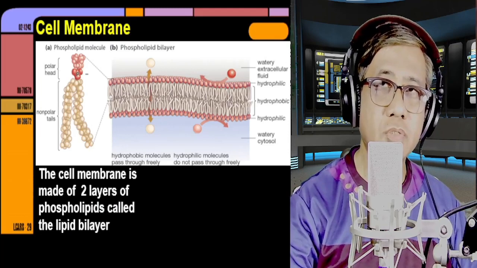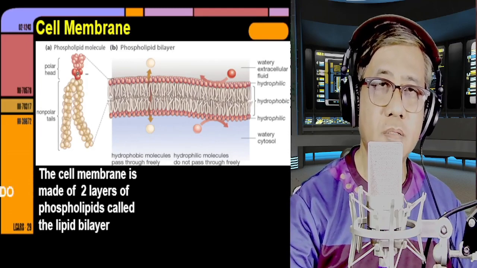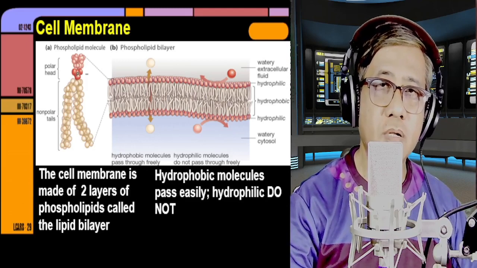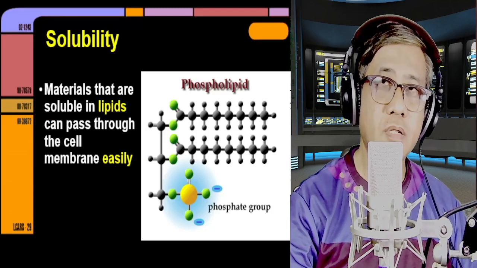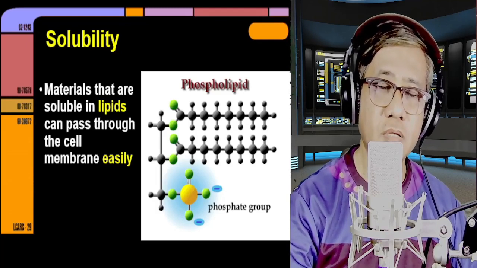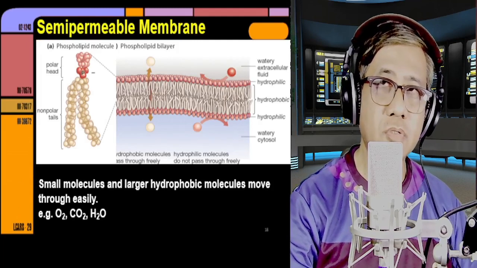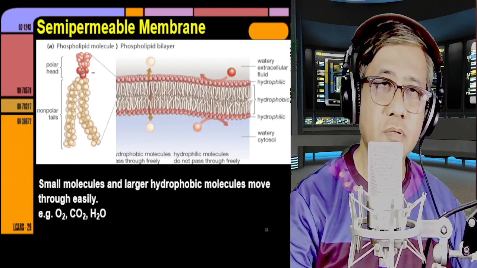Now the question is, what are the molecules that can pass through the phospholipid bilayer and what are the molecules that cannot? Hydrophobic molecules can pass easily, while hydrophilic molecules do not. Materials that are soluble in lipids can pass through the phospholipid layer quite easily. Small molecules and larger hydrophobic molecules move through the phospholipid bilayer easily, like oxygen and carbon dioxide.